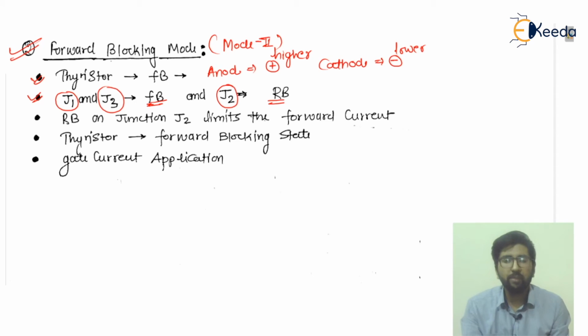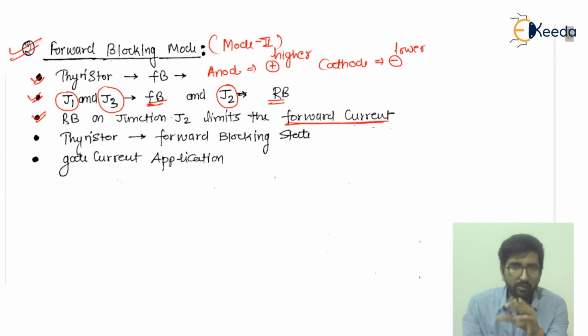This is due to the application of positive on the anode and negative on the cathode. The reverse bias on junction J2 limits the forward current, whatever current is flowing. It will not allow the current to flow easily.